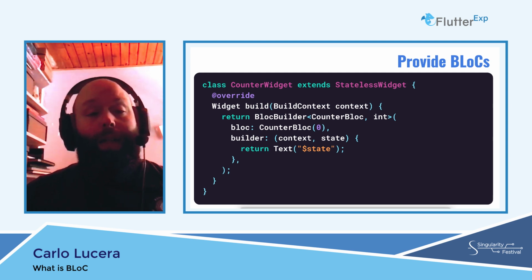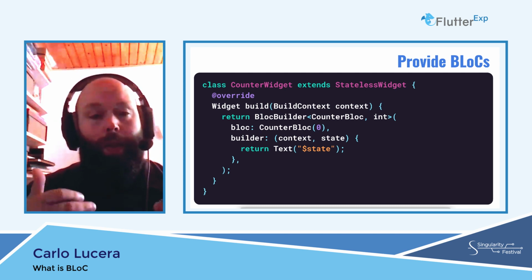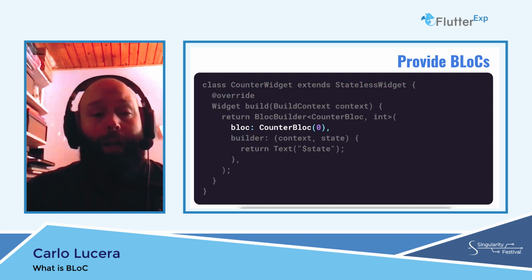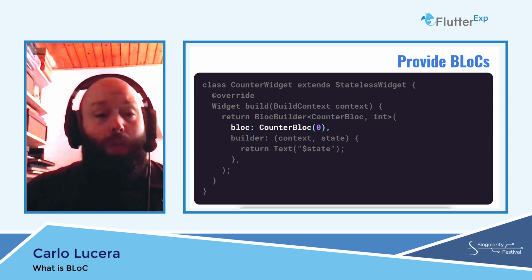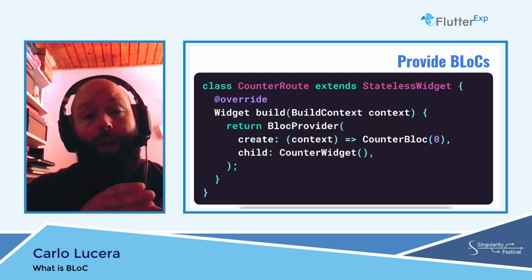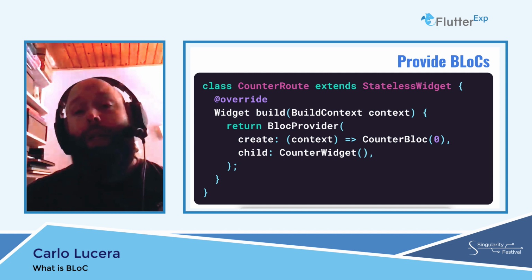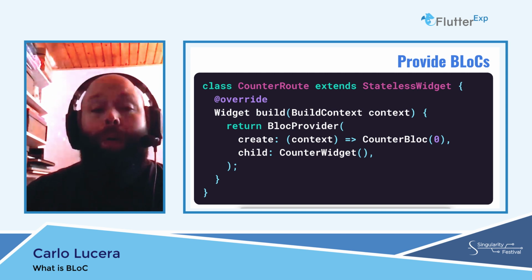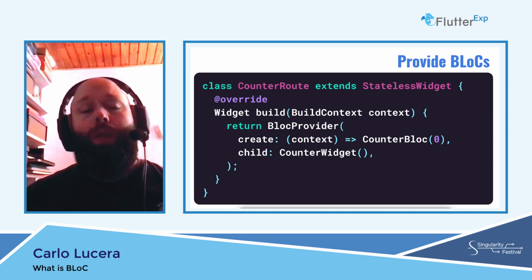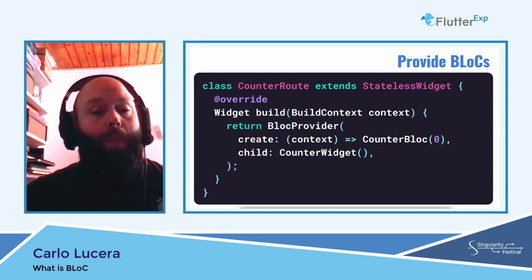So everything inside will be rebuilt with this value, and all the children of this bloc will react to that. But often this is not what we really need. So as I said, we pass it as a parameter and we use that. But what if we need, for example, to have a whole route depending on a bloc? For that, we can use the BlocProvider.